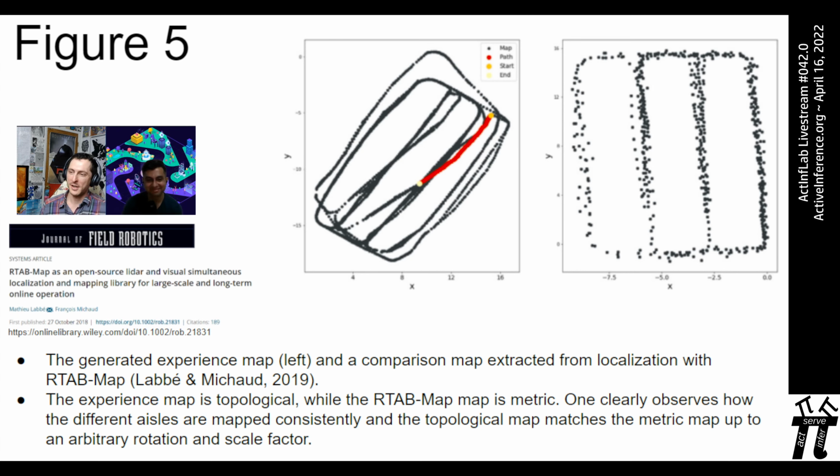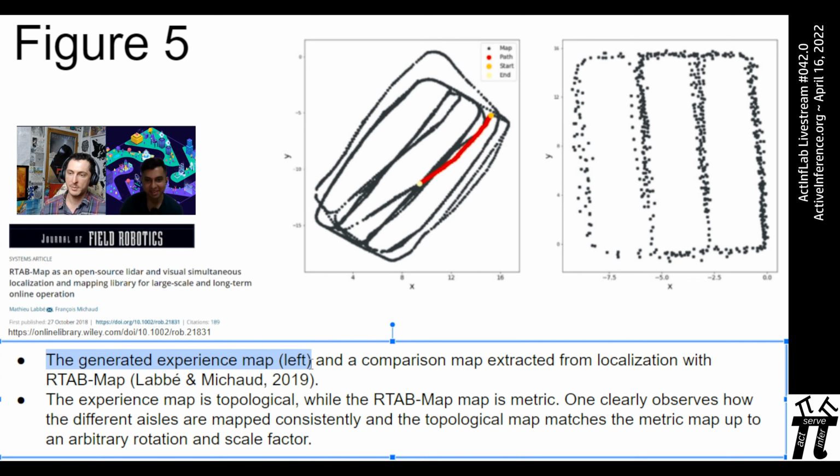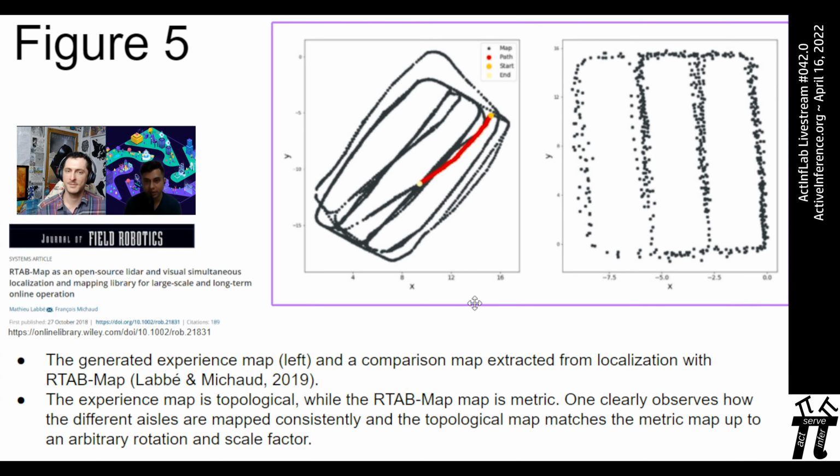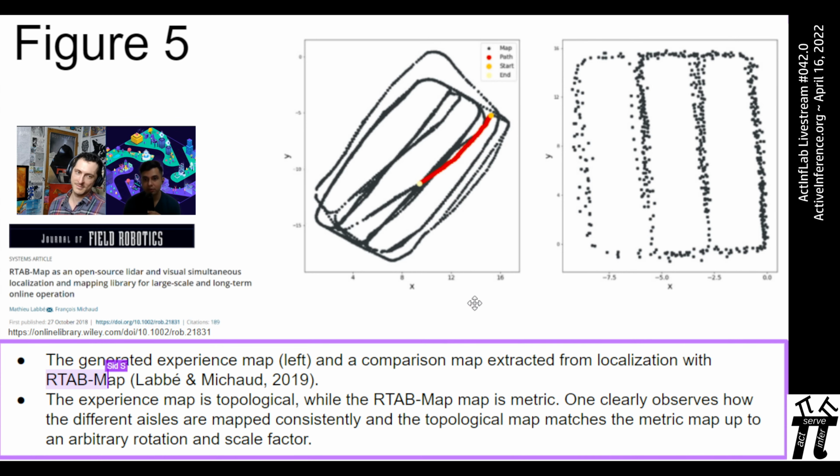In figure 5, they show the generated experience map left and a comparison map extracted from localization with RTAB map. So I show the citation here, but I would love to hear your interpretation of what they meant by the experience map is topological while the RTAB map is metric. What are being shown differently here? Yeah. So they are comparing the figure that they obtained on the left with the data obtained from a similar technique. The way these robotics experiments work is they use different localization techniques, and they are using RTAB map, which is another technique on the right.